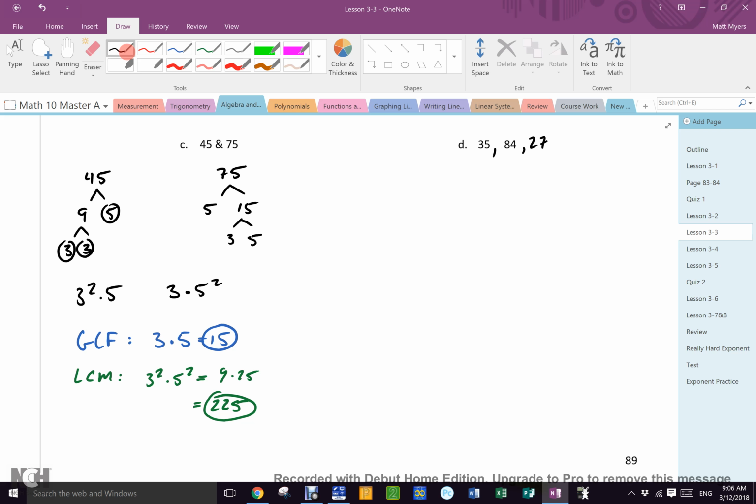Zaro. GCF is 15 and LCM 225. Let's see if he's right. Indeed he is. Does everybody see how it is done?